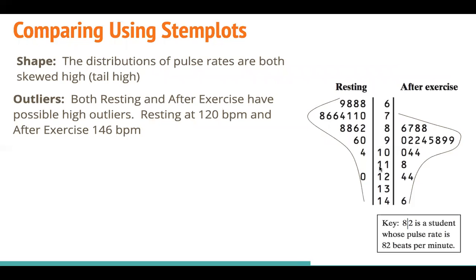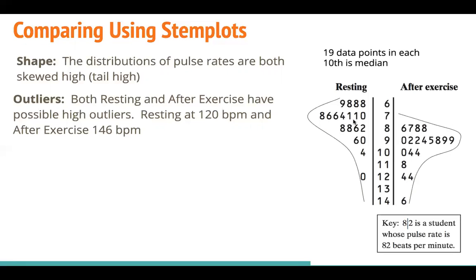When I look for outliers, I noticed this one, and you see how there's a blank in here for the resting at this 11. That means between 110 and 118, there were no values, and so this one right here, 120, might be a high outlier. Same here, I see this gap right here in the 130s, so this 146 might be a high outlier. I put possible outliers because I didn't do the calculation.